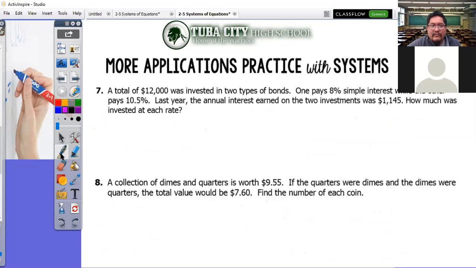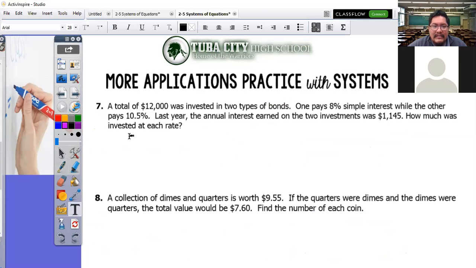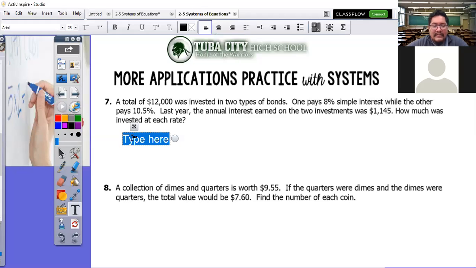So a total of $12,000 was invested in 2 types of bonds. So now we know we're looking at 2 different kinds of bonds. There's the X bond, I'm going to just call it X bond, and then Y bond.